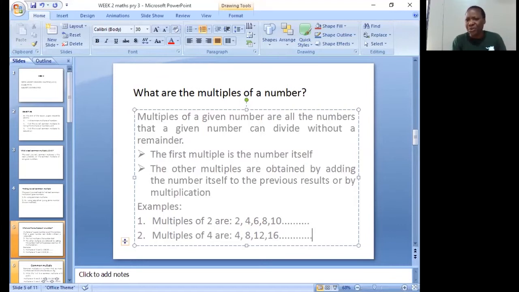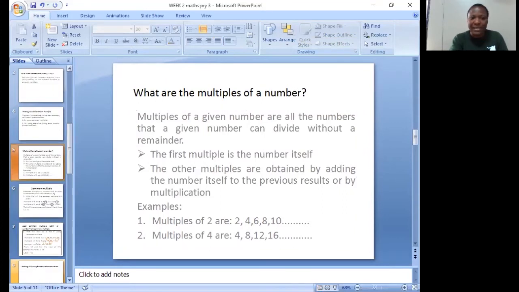Have I been able to bring it to your remembrance how to get multiples? Because I know we have done it before. Good. You can find multiples of any number. The number itself first, then addition of the number to its previous self that you have written down.